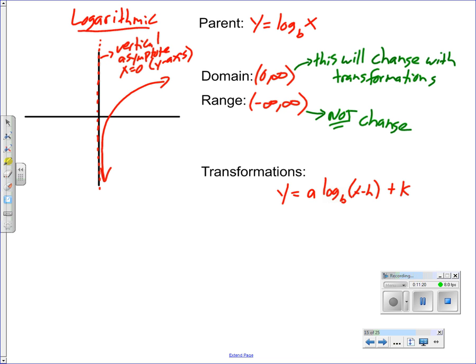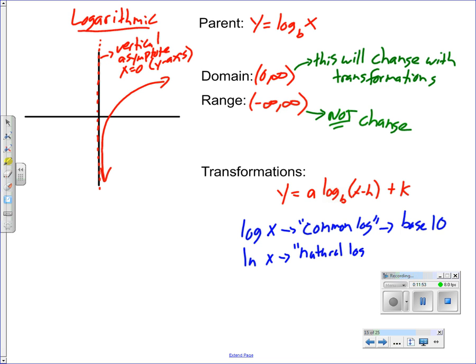A couple other important things to remember with log functions: there are two log functions we can actually see on the calculator. That's the common log, and that's base 10. And there's the natural log, and that's base e. You get e on your calculator with second, and then divide.